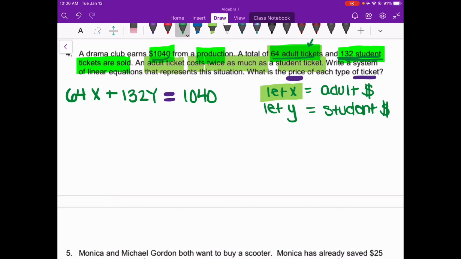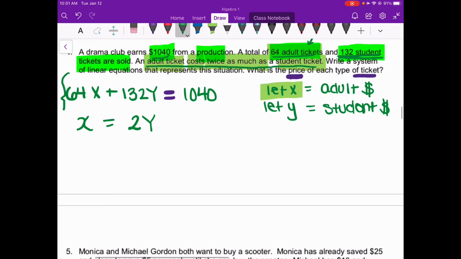The second equation deals with the second statement. Adult tickets cost twice as much as the student ticket. So the adult ticket is X. So let's let X equal twice the student ticket, 2 times Y. And now we can solve this system.